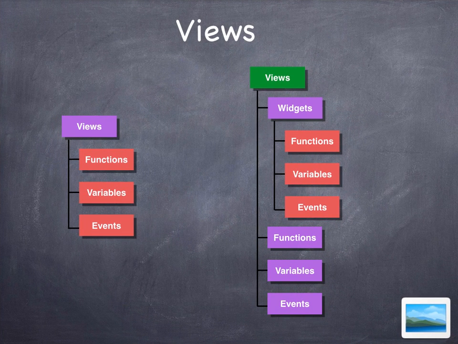Now notice a view can also have functions, variables, and events. But a view also has widgets. It could have widgets. You notice that the widgets can have functions, variables, and events, but those widgets have their own functions, variables, and events that are independent of the functions, variables, and events of the views.